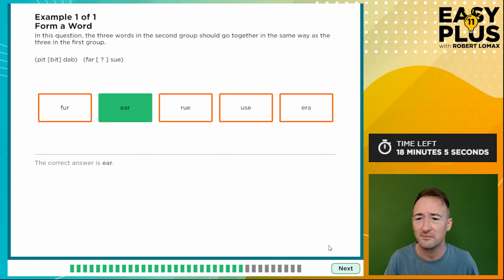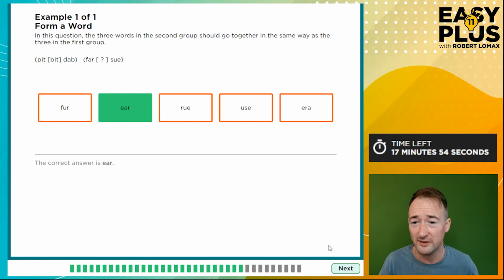Okay, next. In this question, the three words in the second group should go together in the same way as the three in the first group. Oh, okay, these ones. Right. So, you're going to need your paper for this. Now, for these, there is a technique.